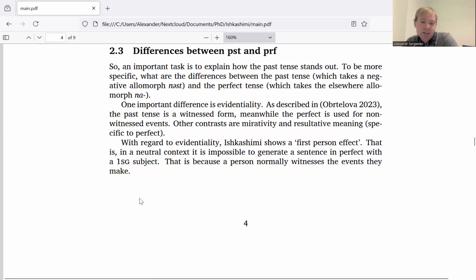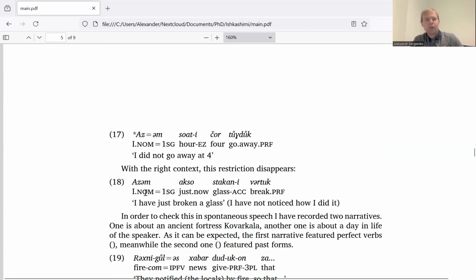So with regard to evidentiality, Ishkashimi shows a very clear first-person effect in neutral contexts. If you remember this, in neutral context, it's impossible to generate a sentence in perfect with the first singular subject, right? Because perfect is a non-witness form, and you expect to witness the events that occur with yourself. A person normally witnesses the events they make. So without any context, out of the blue, the sentence 17, I did not go away at 4, is ungrammatical.